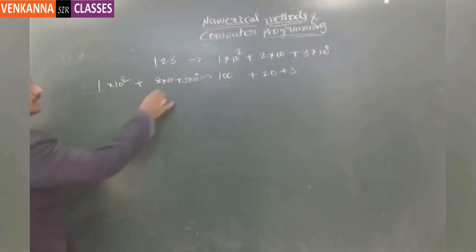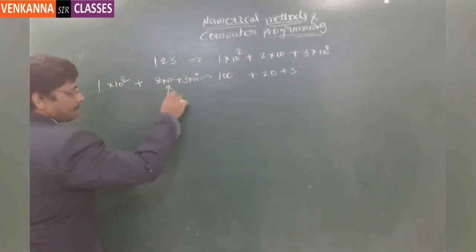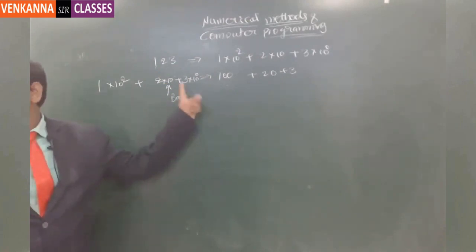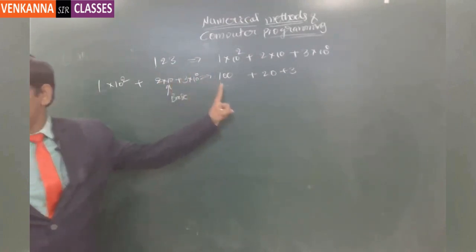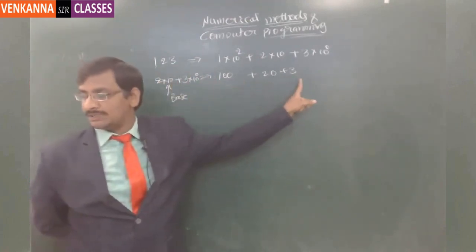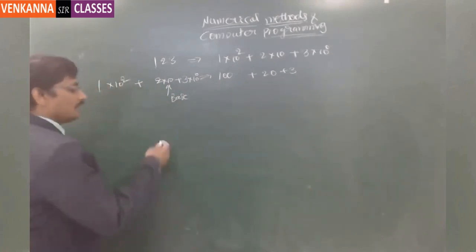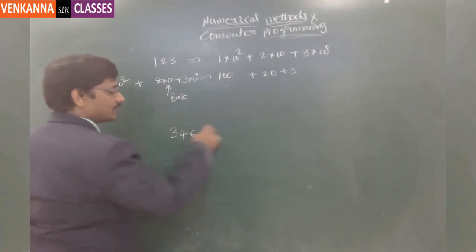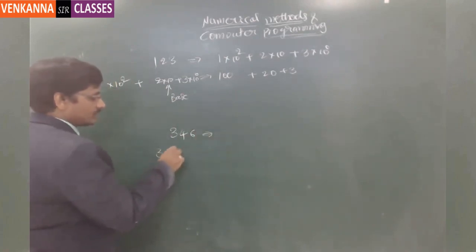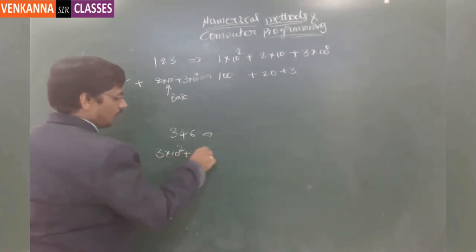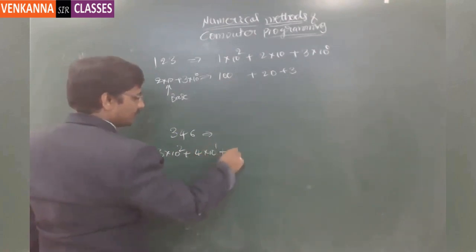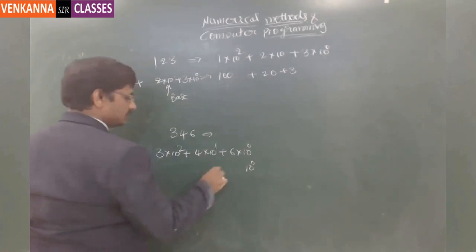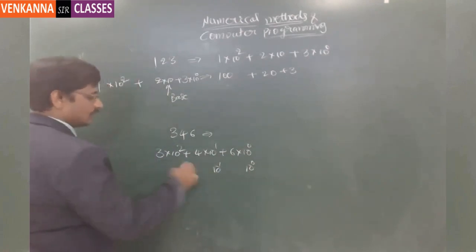So this is what is the base for us. So this base I have made use of to identify this 123 as 100 plus 20 plus 3. So whatever the number, suppose 346, then this 346 can be written as 3 into 10 square plus 4 into 10 power 1 plus 6 into 10 power 0. Now here this is 10 power 0, this is 10 power 1, and this is 10 square.